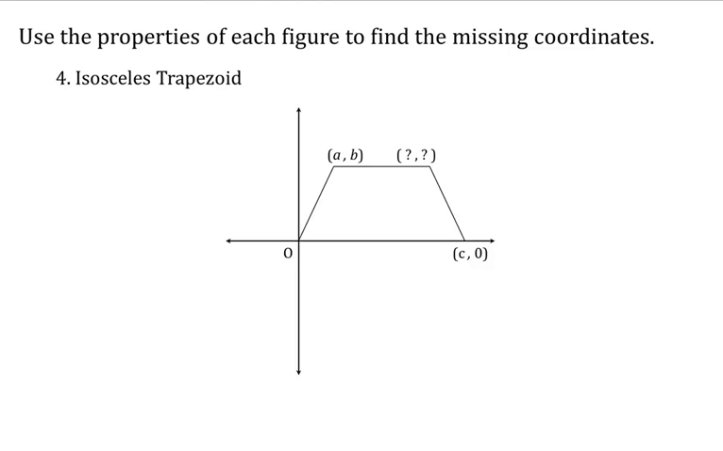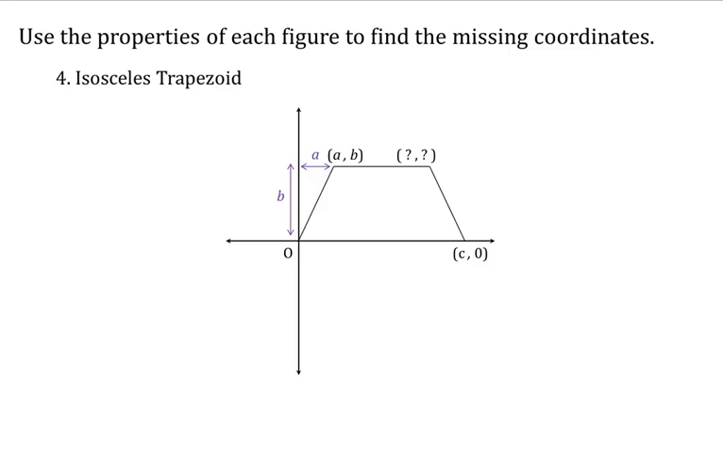Alright, so since we have an isosceles trapezoid, we know our legs are congruent. And what this means for us on a graph is that they're going to have an opposite slope. So one is going to be positive and one is going to be negative, but it's still going to be the same value, like Q over R and negative Q over R. So in this case, we are going to go up B and right A.